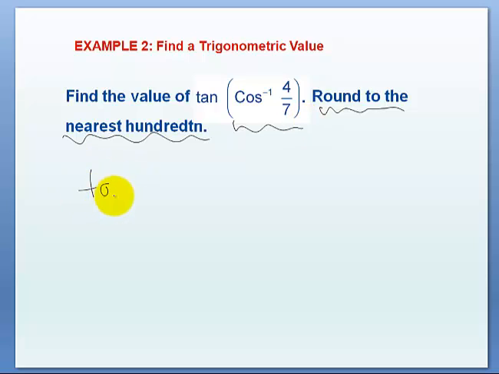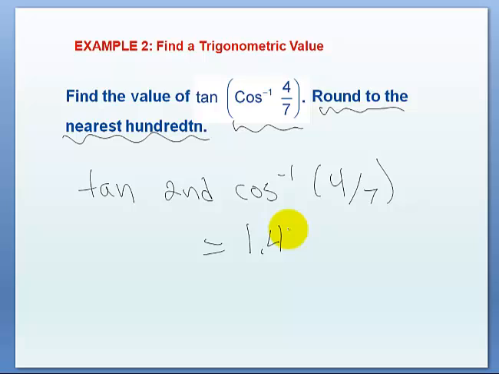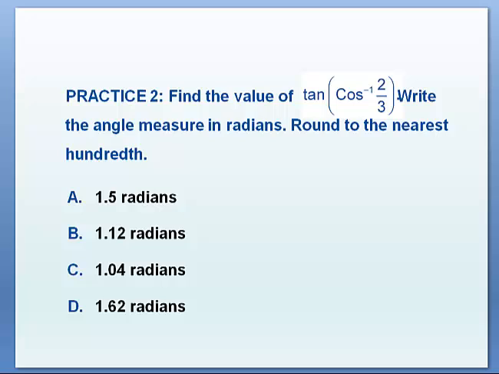So I'm going to go right to my calculator. I'm going to put tan and then second cosine, which is that cosine to the -1, 4 over 7. When I put that into my calculator, I'm simply just going to press enter, and it's going to give me an answer of 1.436. So that's all I'm asking you guys to do for this problem. Go ahead and try this one on your own.